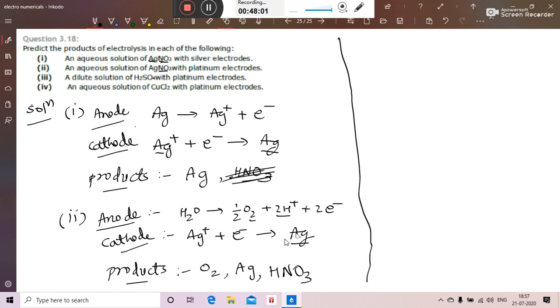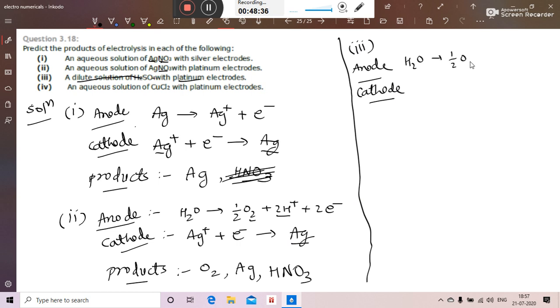Now in the third one, we are having dilute sulfuric acid solution with platinum electrodes. Now if the electrode is platinum, it is not going to participate in anode and cathode. So at anode as well as cathode, only water will undergo oxidation and water will undergo reduction, because here the solution is dilute solution of sulfuric acid. So in that case sulfuric acid is very less in amount, so only water will undergo oxidation and water will undergo reduction. So at anode water will undergo oxidation to form oxygen gas.